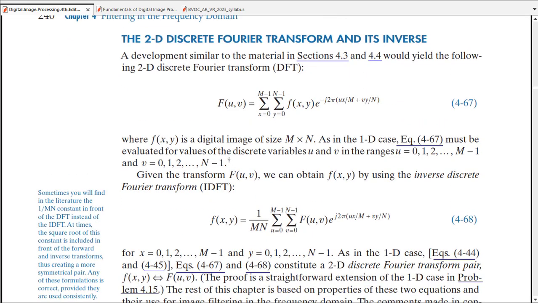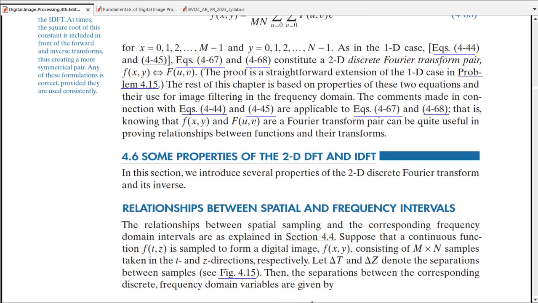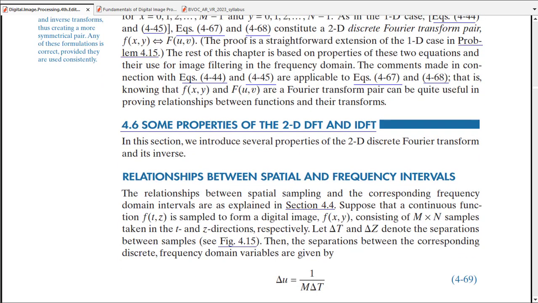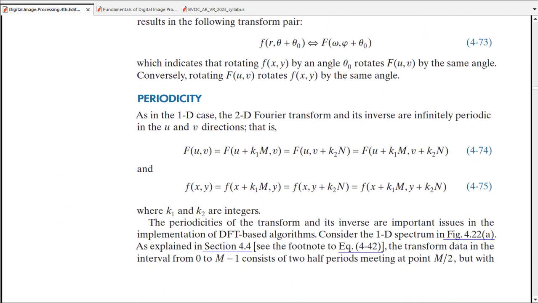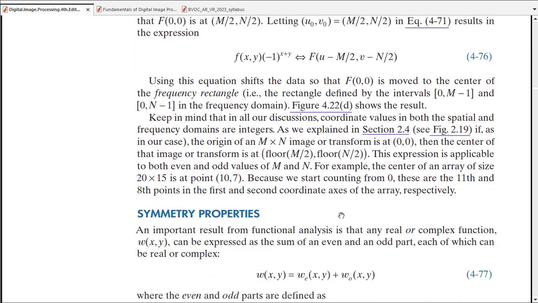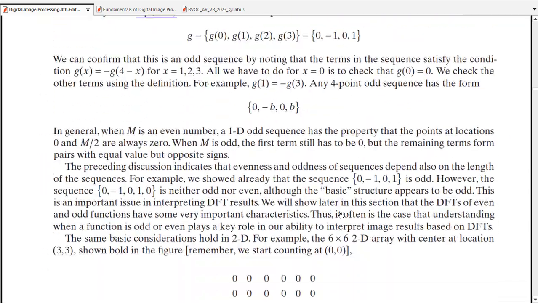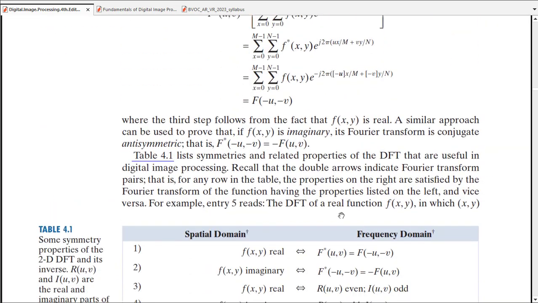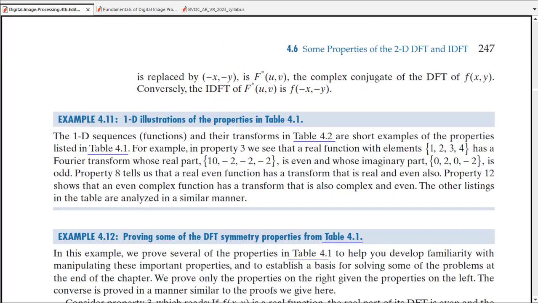The 2D discrete Fourier transformation and its inverse, the IDFT. The relationship between the spatial and frequency domains, the translation and rotation concept, the periodicity, the symmetry property, and the spatial domain and the frequency domain.